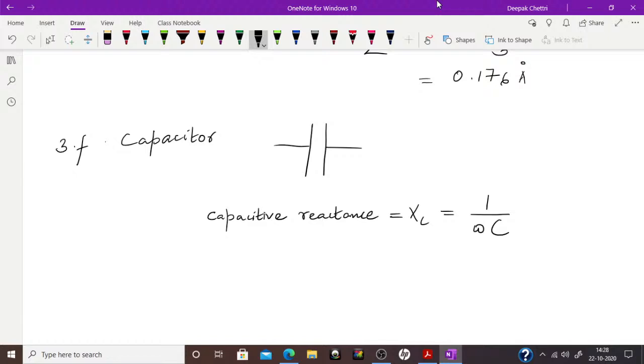What is omega? Omega is the frequency of the current. Alternating current is given by this expression, so this omega is this one. It's the frequency of the alternating current. Now C is the capacity of the capacitor, how much charge it can hold. That is your C. Is it clear?